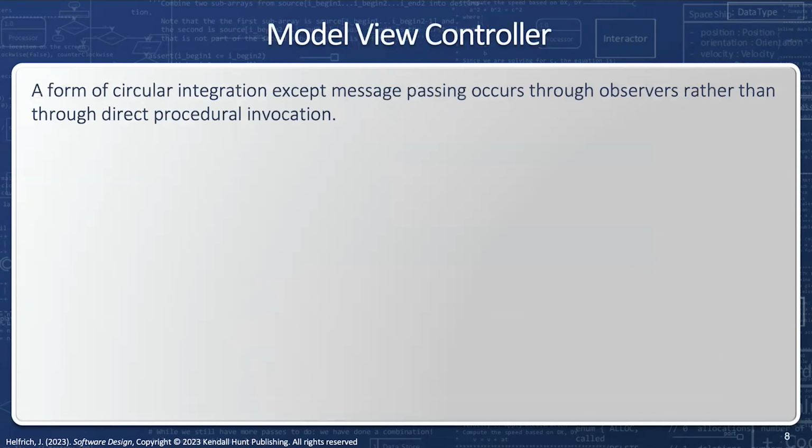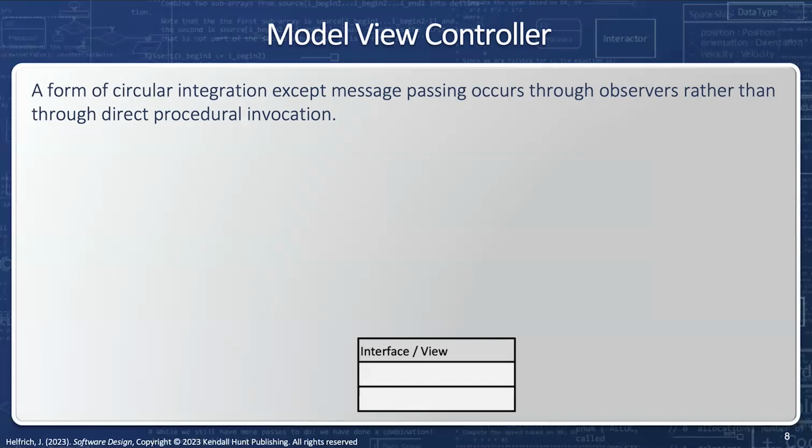The final integration strategy is the model view controller. And this is a form of circular integration, except we have a very specific communication between the storage and the interface. And that communication is called the observer design pattern, making this a composite design pattern, a design pattern built from other design patterns. So this time, in order to explain it, we're going to start with the class diagram.